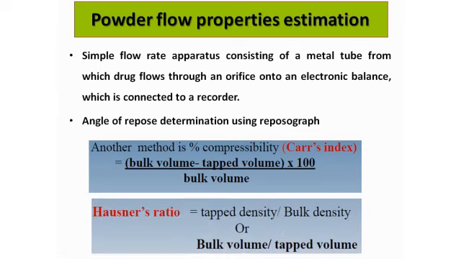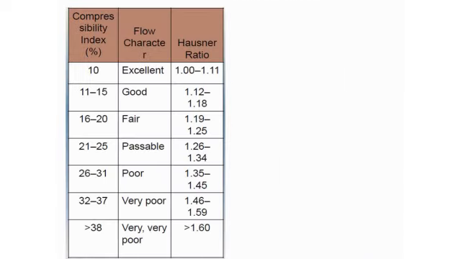There is one more index, known as the Hausner ratio. Hausner ratio is nothing but the tap volume divided by bulk density, or you can say the bulk volume divided by tap volume. This is the Hausner ratio. So you see we have a graph, we have a chart. From here you're going to get the value. So this is the compressibility index, right?